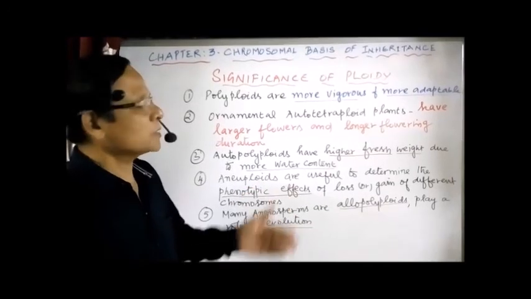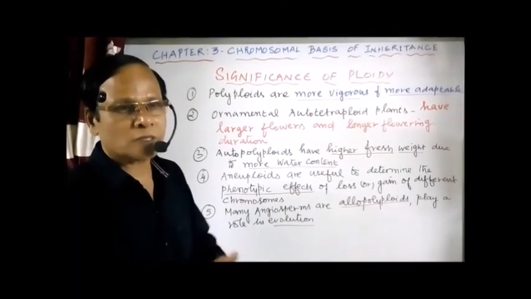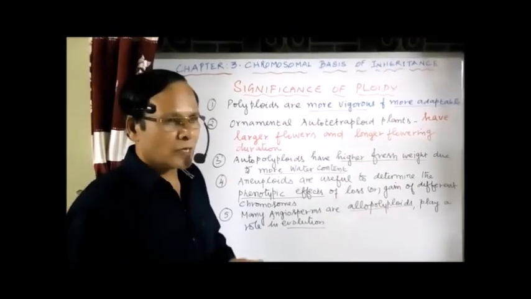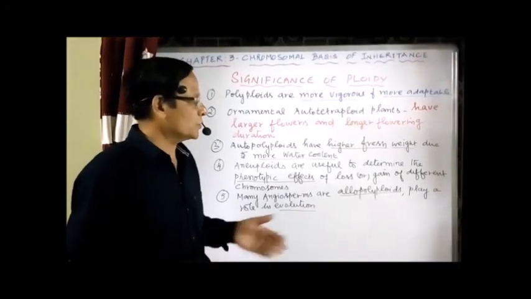So with this I conclude the change in number of chromosomes, that is called ploidy, and what the types of ploidy are. We have to go for the chromosomal structural changes. We'll do it in the next class.